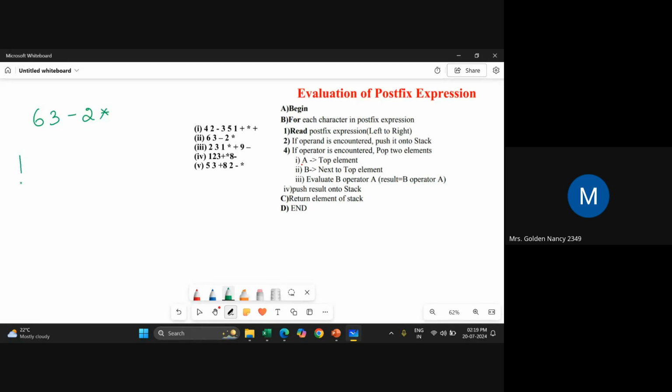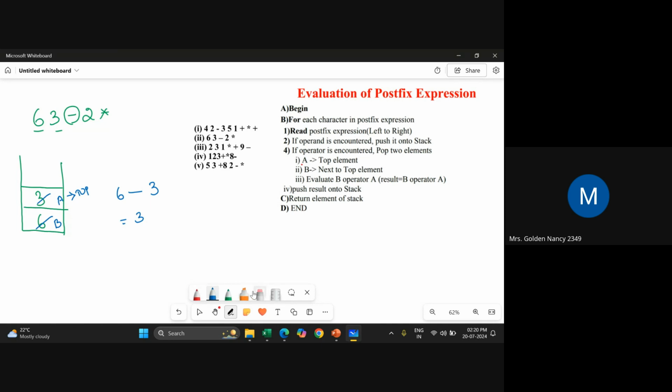So 6 is an operand, so you push it onto the stack, and 3 is also an operand, you push it onto the stack. Minus is an operator. So whenever you get an operator, you pop two elements from the stack. Initially top was this, and the top will be your A, and this will be your B. So you'll be using B minus A. That is 6 minus 3 is 3.